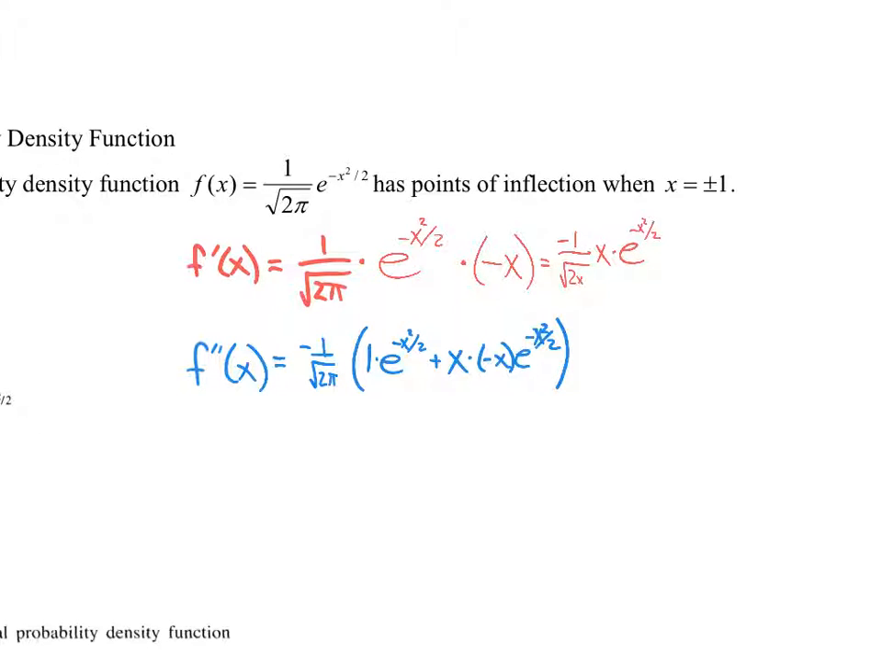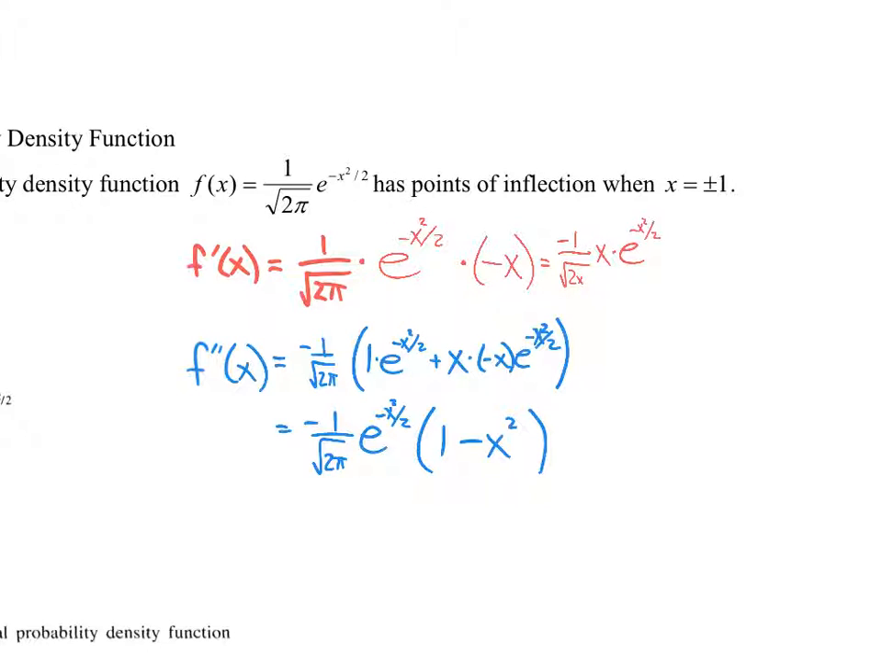Now I notice that I have a common factor here of e to the negative x squared over 2, so I'm going to pull that out. So now I'm going to have a negative 1 over radical 2 pi e to the negative x squared over 2 times, what's left over in the parentheses? 1 plus a negative, or 1 minus x squared.